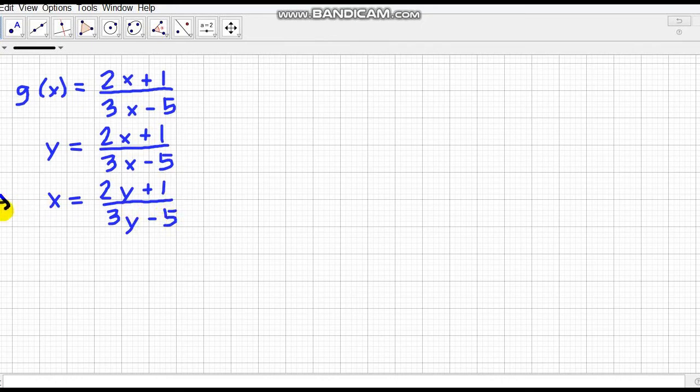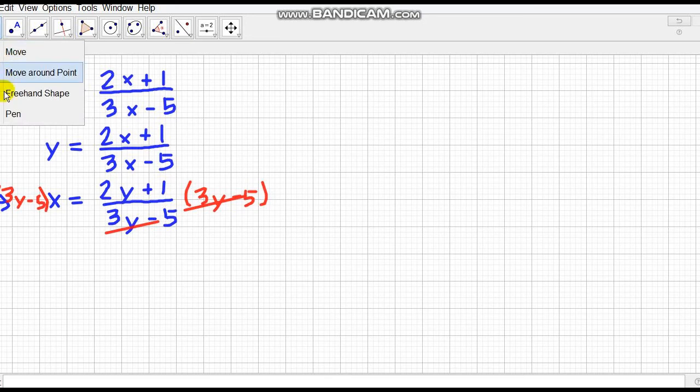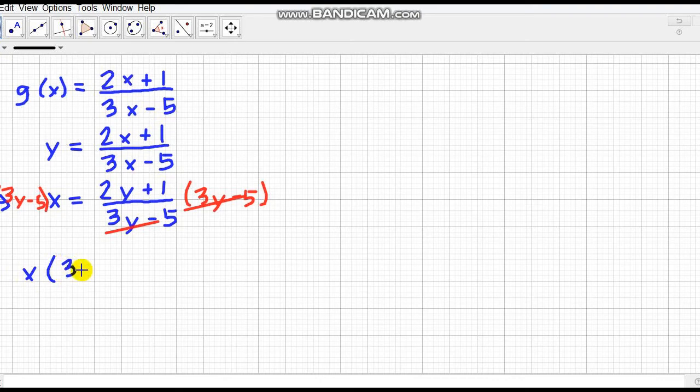Normally, I would indicate an arrow here to indicate that this has been flipped already, but this is not a necessity. It's just an option that you can choose to have. Now, since we're going to solve for y here, we are going to multiply both sides by the denominator so that we get to cancel the denominator. So multiply both sides by 3y minus 5, and do the same thing here. So they get divided. We're left with x times 3y minus 5 is equal to 2y plus 1.